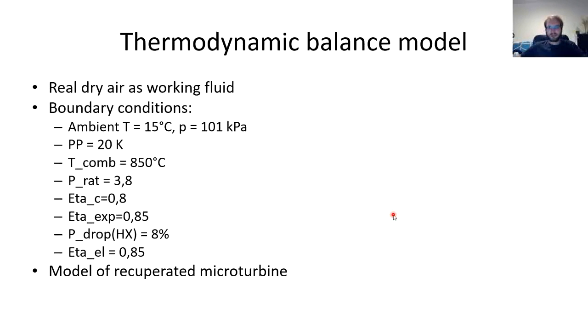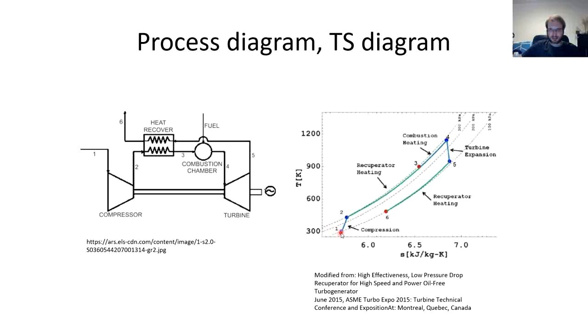Now we will build a thermodynamic balance model with the following assumptions and parameters. We will consider in all of the systems real dry air as the working fluid. That means both before the combustion chamber and after the combustion chamber. This assumption is not that far away from a real case because the air to fuel ratios in combustion turbines are generally relatively large. Then we have some boundary conditions: ambient pressure and temperature. That means the condition at the point 1.